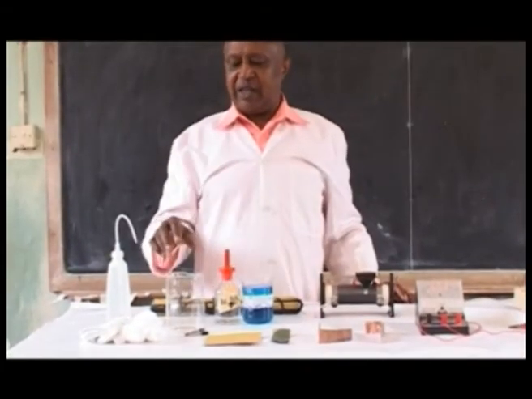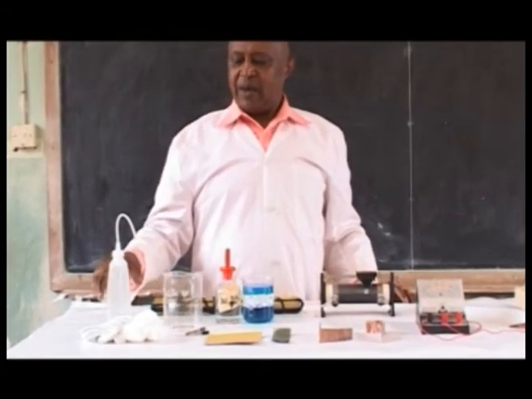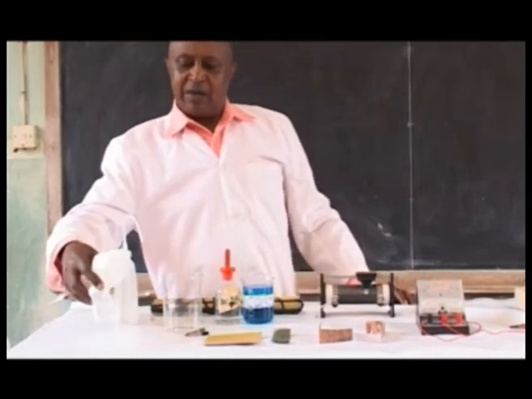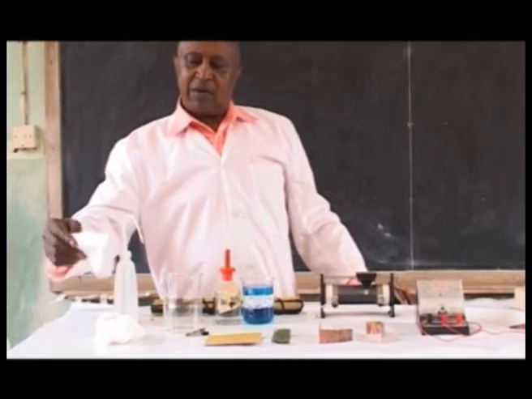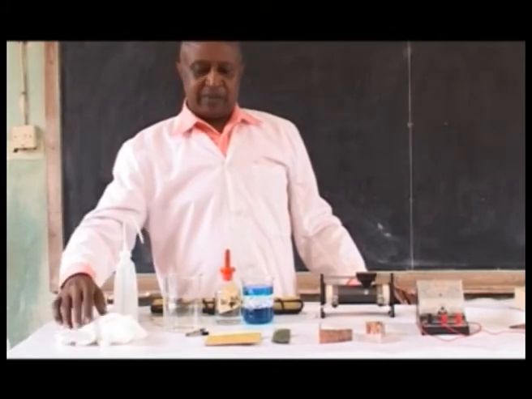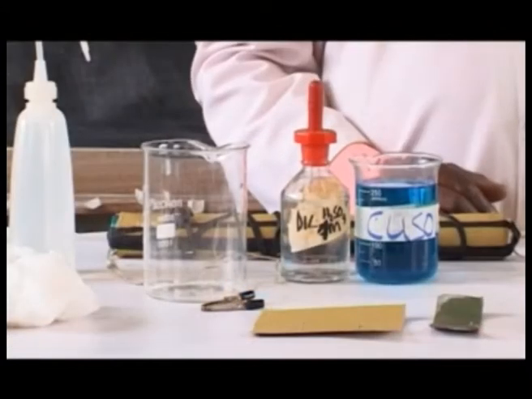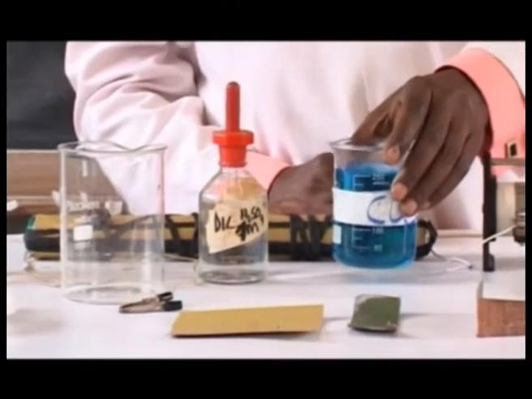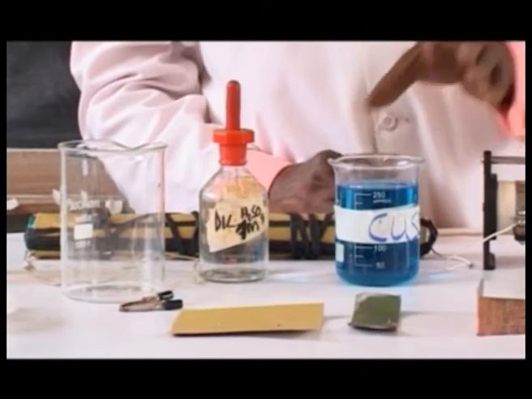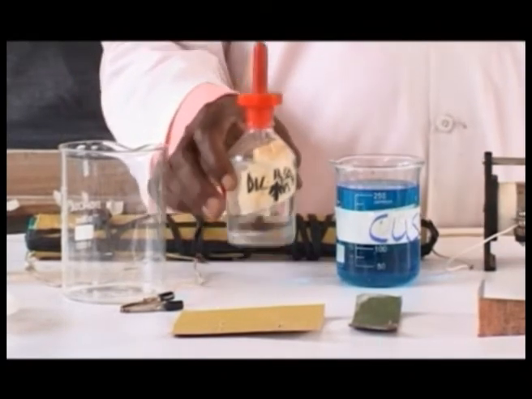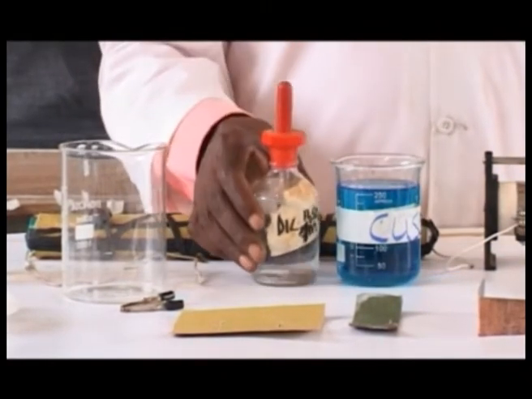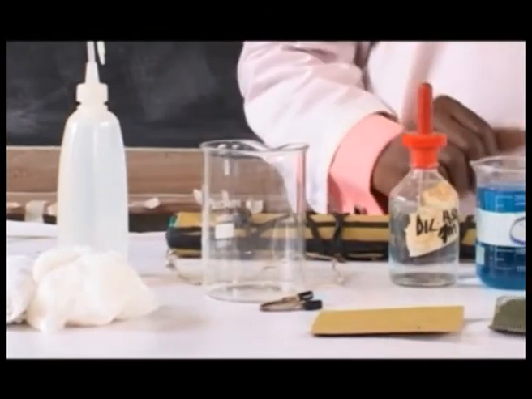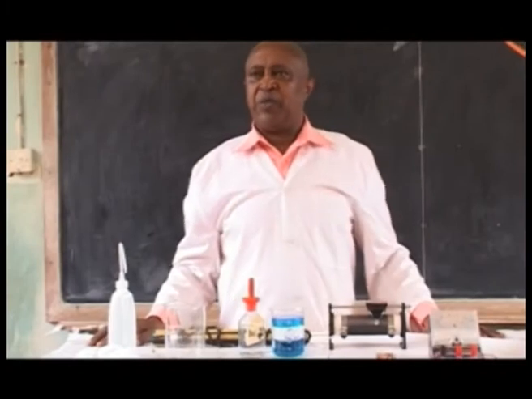You also need a beaker, a wash bottle, and tissue paper. Chemicals: dilute copper sulfate solution, dilute sulfuric acid, and distilled water. Procedure.